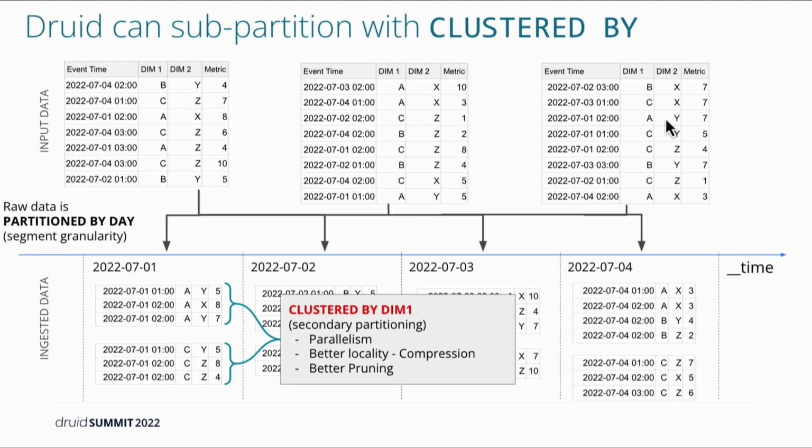By using this secondary partitioning strategy, it also enables better pruning. This is the ability to read fewer segment files at query time based on the organization of the data. And we'll look into that a little bit further.